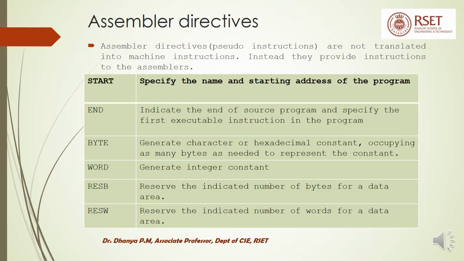Now the third one, that is byte, the purpose is to generate a character constant or a hexadecimal constant. The purpose of the assembler directive word is to generate an integer constant. Now reserve byte, it will reserve the indicated number of bytes for data storage. And reserve word will reserve the indicated number of words in the memory for data storage.